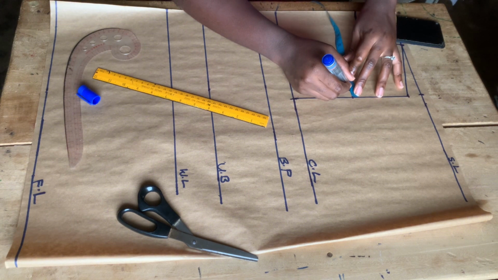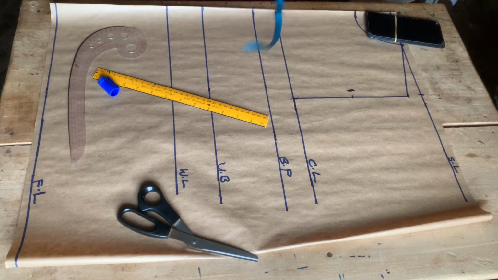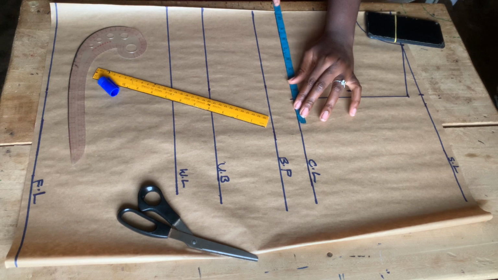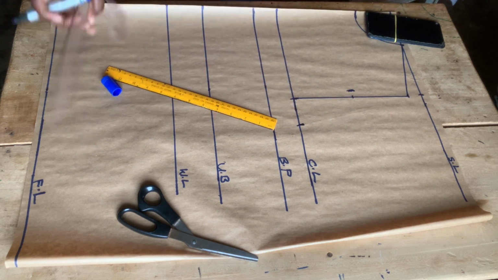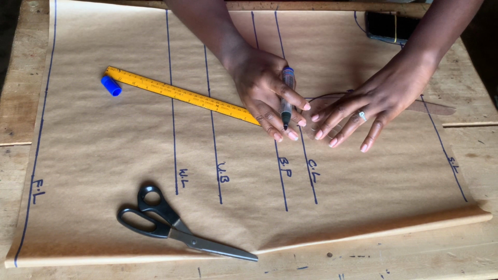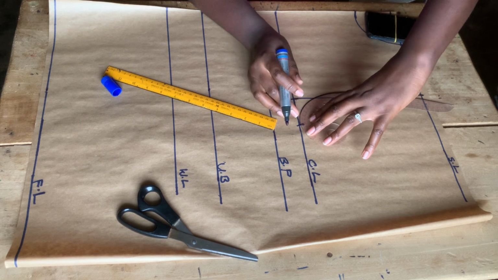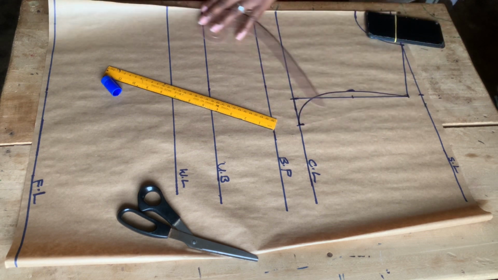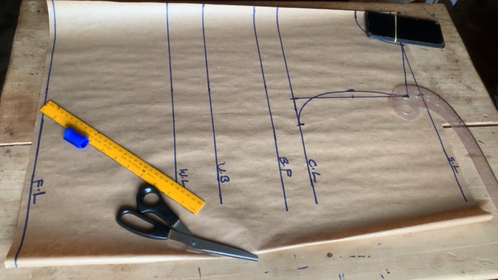So after going in by half an inch, I'm going to measure my bust circumference divided by 4 on my chest line, and my bust circumference divided by 4 is 10.75, and I'm just going to use those 3 points to form my armhole like so. So after forming my armhole, the next thing is to go ahead and create our bustier.